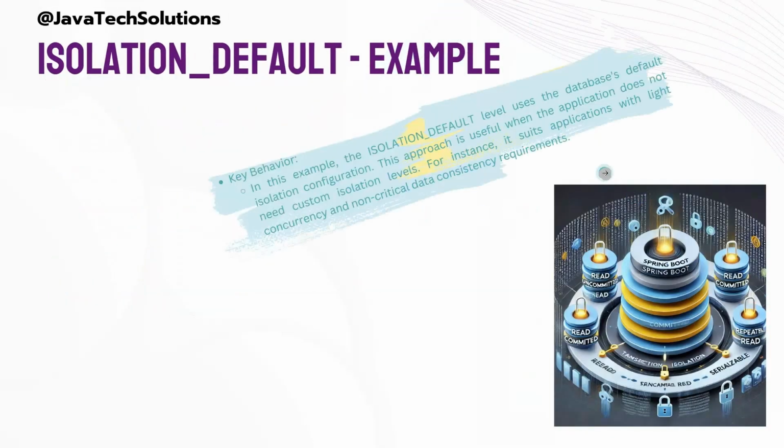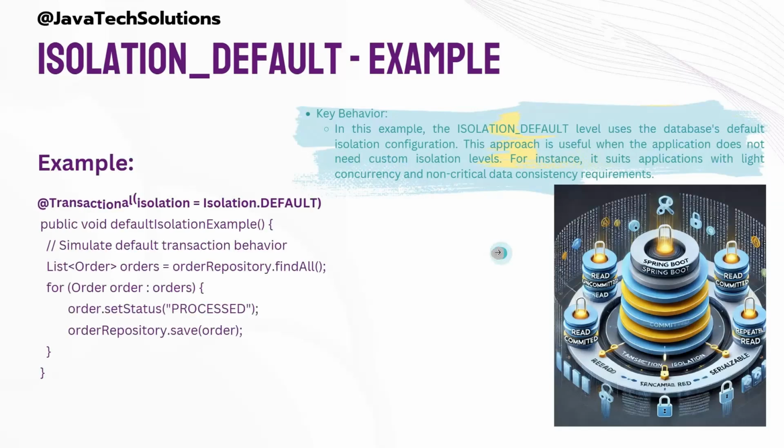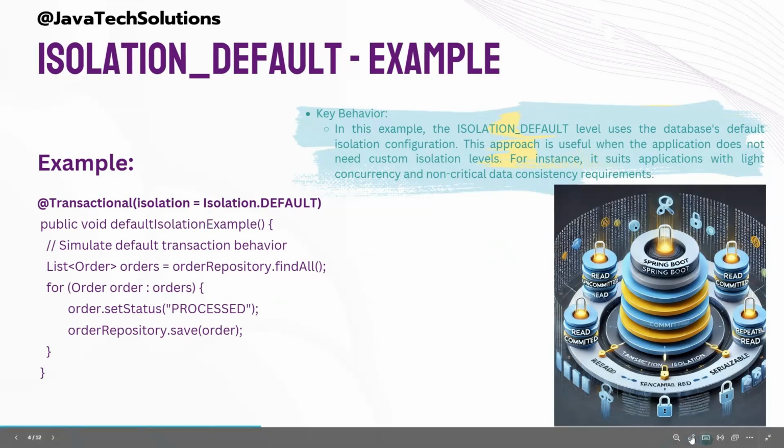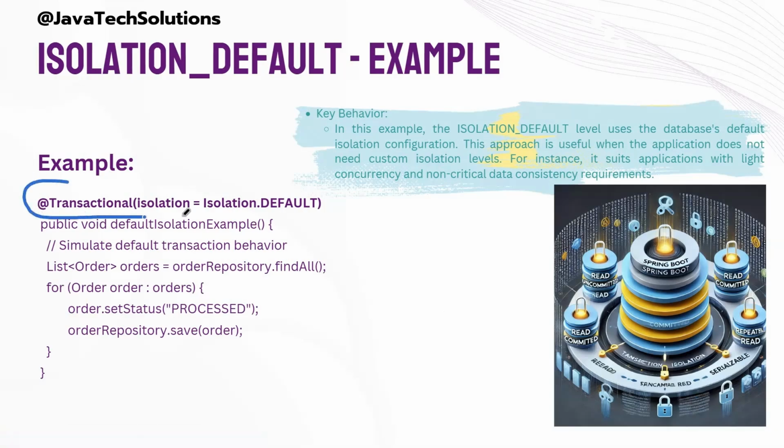Next we will talk about the example of it. Here, if you see within this transactional annotation, we are giving this property as isolation equals Isolation.DEFAULT. This level uses the database default isolation configuration. This approach is useful when the application doesn't need a custom isolation level. When we don't need the custom isolation level, then this property is basically used.